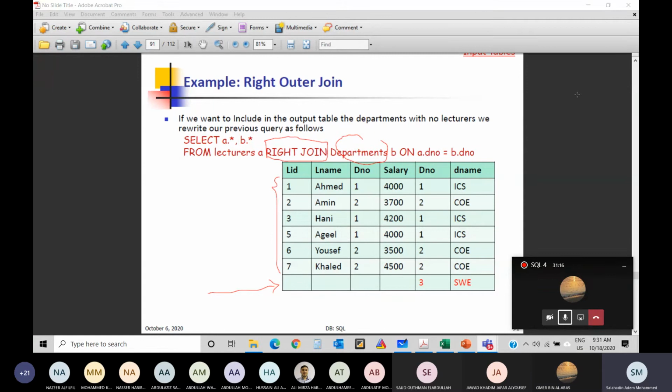Next day he will come and tell you, Umar, can you give me all the employees, whether they have a department? So I want all the employee names and their departments. I don't care whether he is working in a department or not. Give me all of them. Now what do you do? In that case, you have to go and write an outer join statement for him.